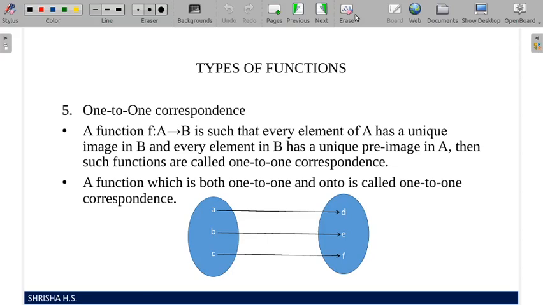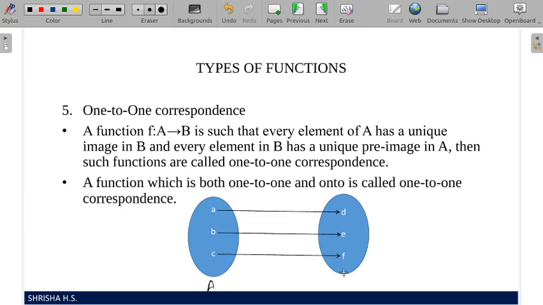So if we combine both the conditions we have put in one-to-one and onto functions, we get one-to-one correspondence. So what is a one-to-one function? One-to-one function means different elements have different mappings in set B. What is an onto function? Every element in set B should have a pre-image. None of the elements in set B should be left idle.